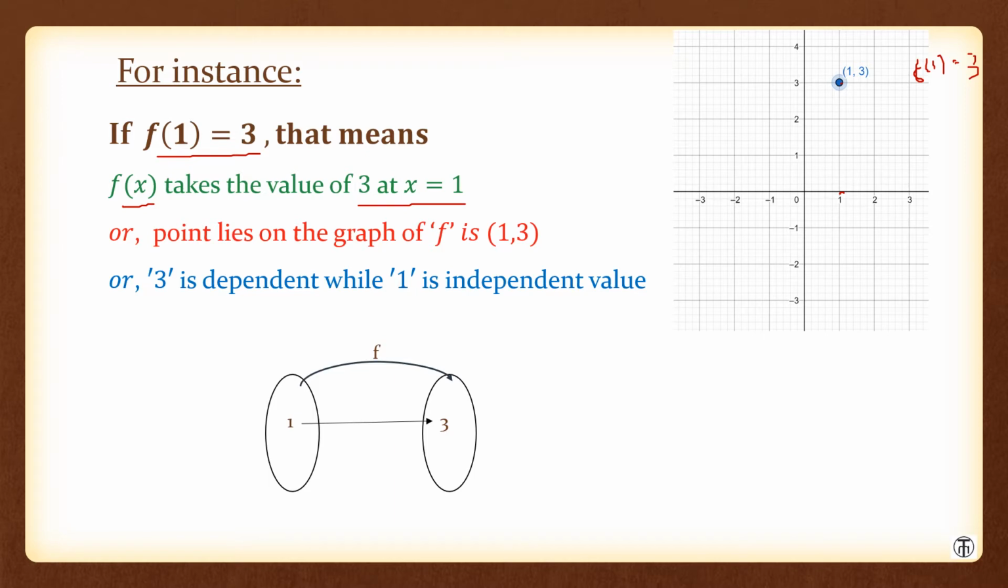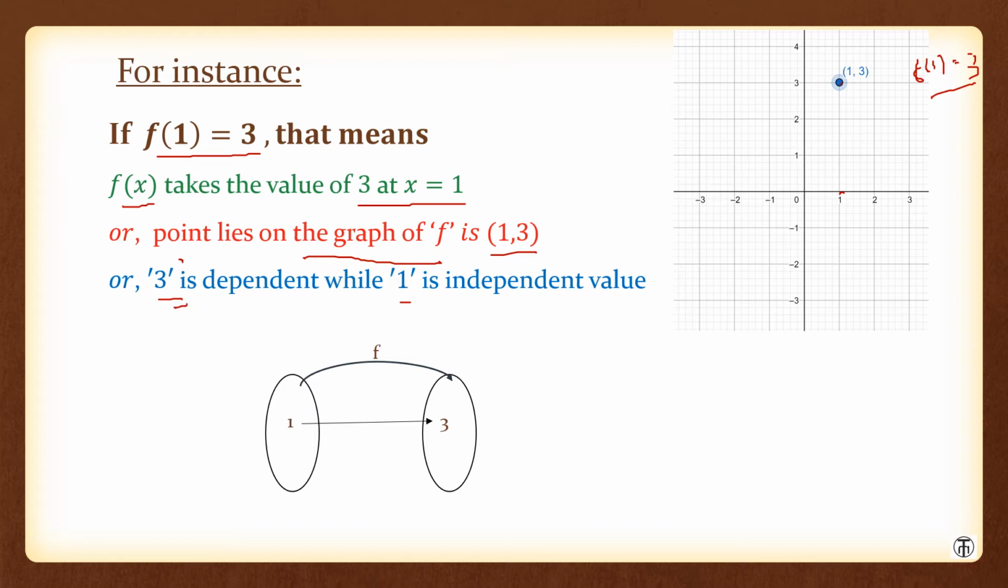Or we can say the point that lies on the graph of f is (1, 3). So (1, 3) is an intersecting point which can be written as f of 1. In terms of function, we can write it as f of 1 equals 3. Or we can say 3 is the dependent variable. Well, 3 is not a variable here, it's a constant. So 3 is dependent on 1. So 1 is independent while 3 is dependent.